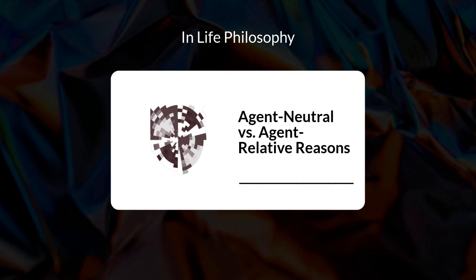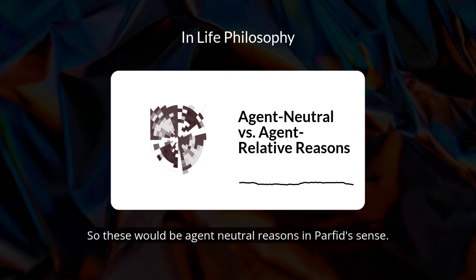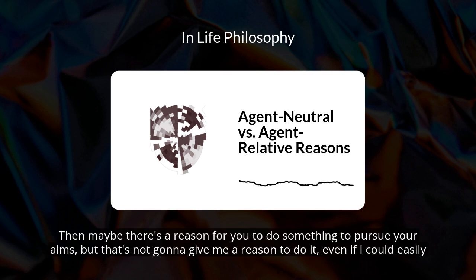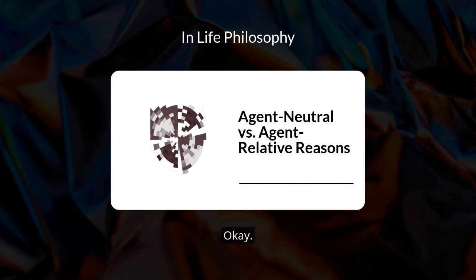Assuming that I'm able to do that. So these would be agent-neutral reasons in Parfit's sense, right? A reason for one is a reason for all, at least all who are able to act. Whereas if we have different aims, then maybe there's a reason for you to do something to pursue your aims, but that's not going to give me a reason to do it, even if I could easily do that thing for you. So those would be agent-relative reasons.